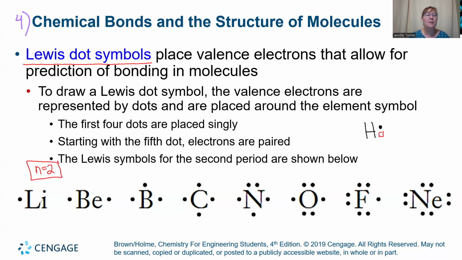Now, lithium and beryllium, lithium is an alkali metal. So it's going to lose this electron. Okay. So it's going to lose the electron, and that's going to become Li+. Now, beryllium is a little bit different.